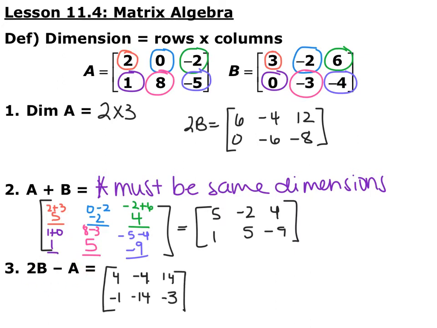So you should end up with 6 minus 2 is 4, -4 minus 0 is -4, 12 minus -2 is 14, 0 minus 1 is -1, -6 minus 8 is -14, -8 minus -5 is -3. So adding matrices, they have to be the same size, and then you just add each entry. You can also multiply by a constant, in which case you just multiply every entry by that constant.